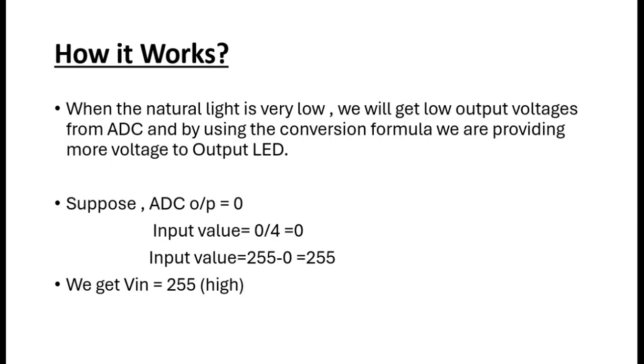Now, let us see how it works. For example, firstly, we have taken the ADC output is 0, which means the environment is dark. So, our input to the LED should be high. So as I've told in the previous formula, firstly we have to divide the ADC output by 4. So we get again 0. Now we have to subtract it from 255. Then we get 255, which means the high input voltage to the LED.